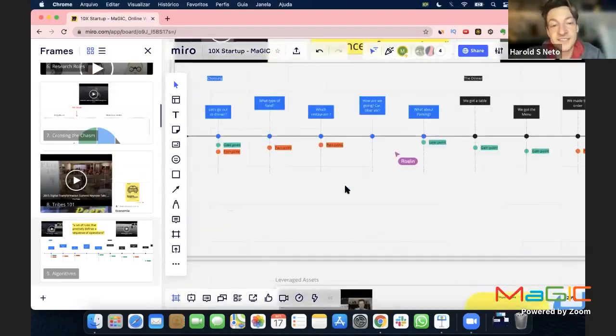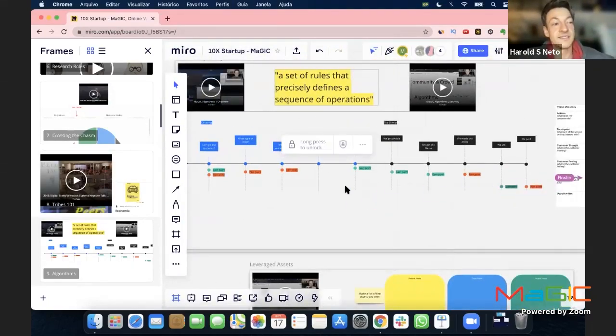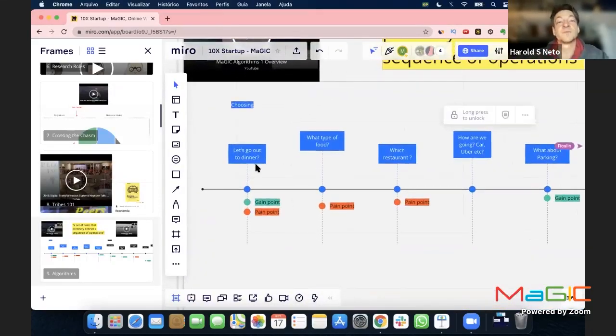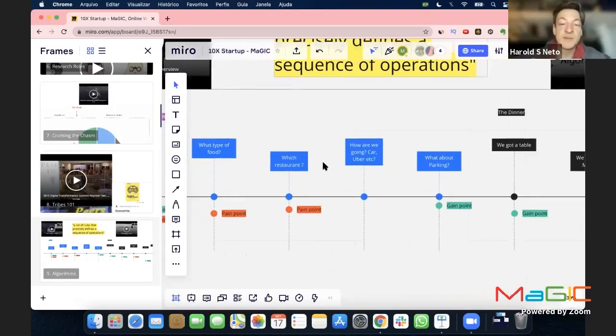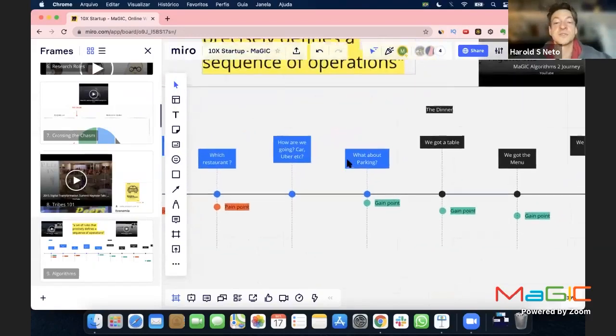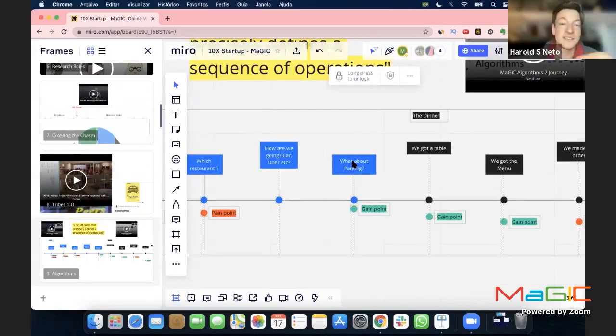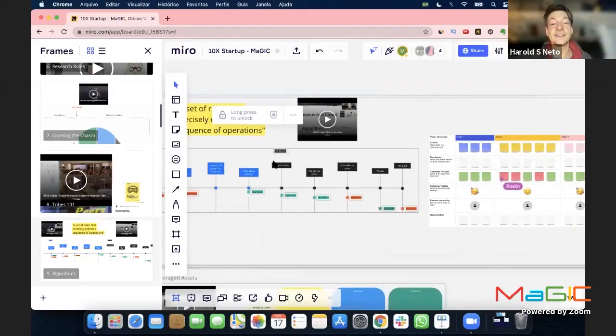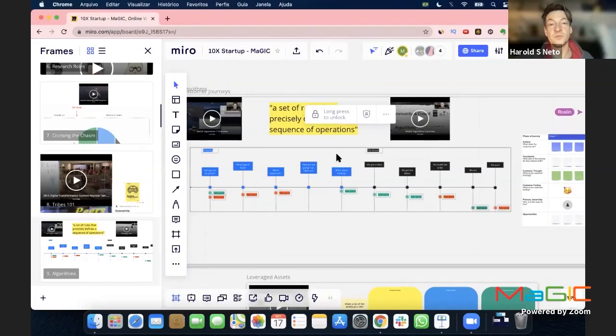So in the first event on this series that we're doing here, I was mentioning the experience of going to a dinner. So I go out, I choose my food, I choose my restaurant, I decide the way I'm going to the restaurant, then I decide if I need to park or not, then I get the table, and then I get the menu, I make the order, I eat, I pay, and so on and so forth. And I was comparing that to the experience that Uber Eats and Grab Food and DoorDash bring to their customer.